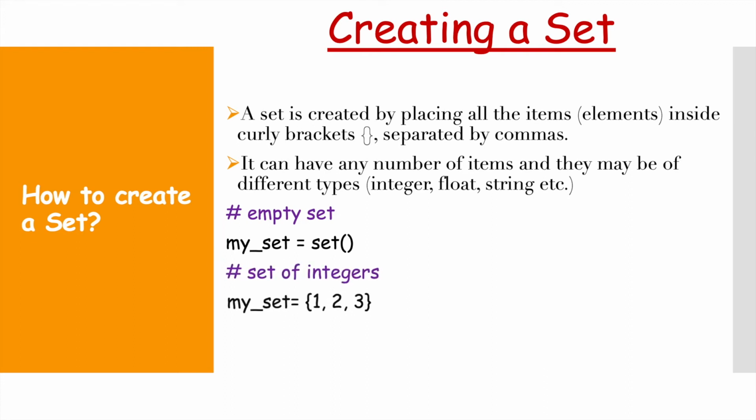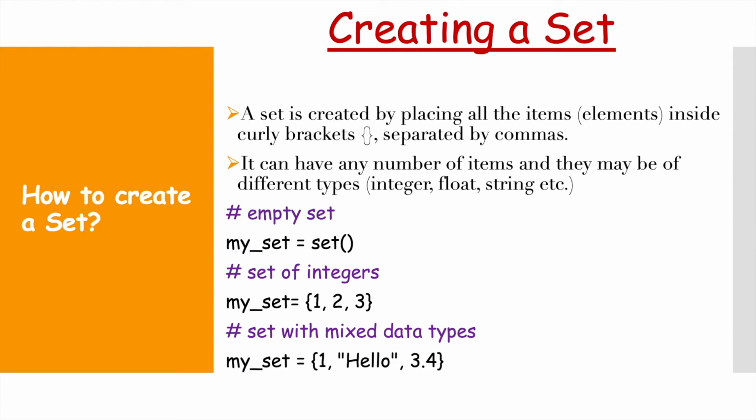This is an example of a set of integers where you're giving curly braces and inside you're giving the integer values separated by commas. So you are getting a set of integers. This is an example of a set with mixed data types where one is an integer, one is a string, one is a float value.